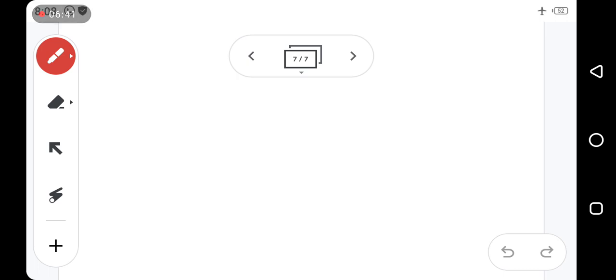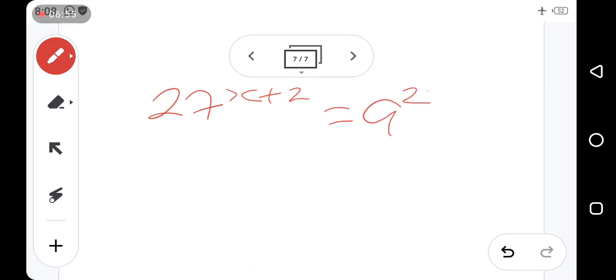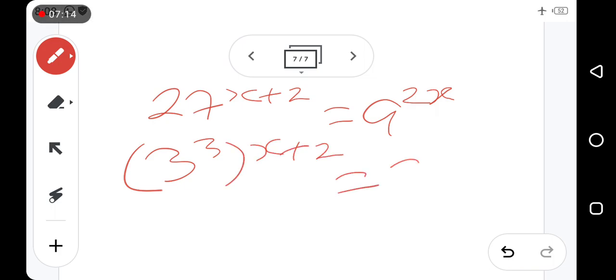So let's take another example. Let's say you have 27 raised to the power of x plus 2, which is equal to 9 raised to the power of 2x. In this case now, 3 can actually go into 27 and 3 can also go into 9. So 3 raised to the power of 3 actually will give me 27. So raised to the power of x plus 2, which is equal to, this is 3 raised to the power of 2. That gives me 9, raised to the power of 2x.